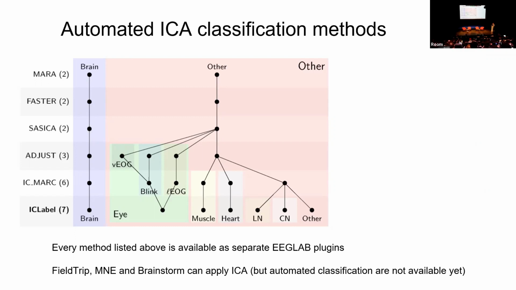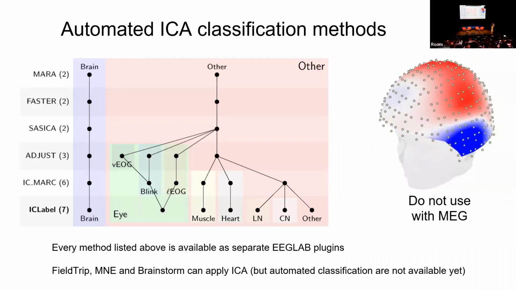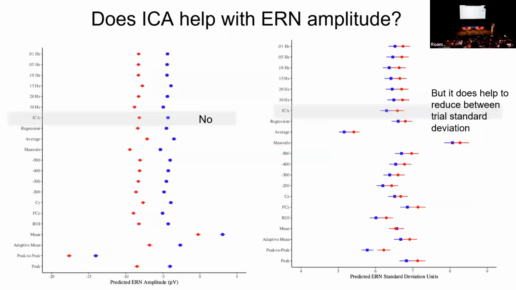But the other toolboxes like FieldTrip, MNE, and Brainstorm can apply ICA, but they don't have any automated classification methods currently implemented. If you use MEG, you cannot use those methods because they are trained on EEG data. So if you want an ICLabel for MEG, you could start a project to retrain ICLabel for MEG data, which I think would be a good thing.